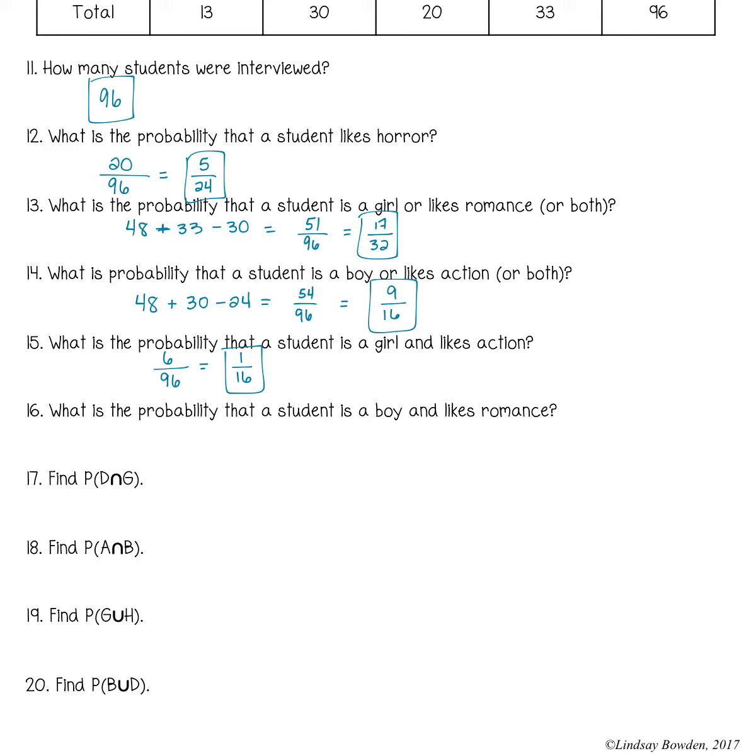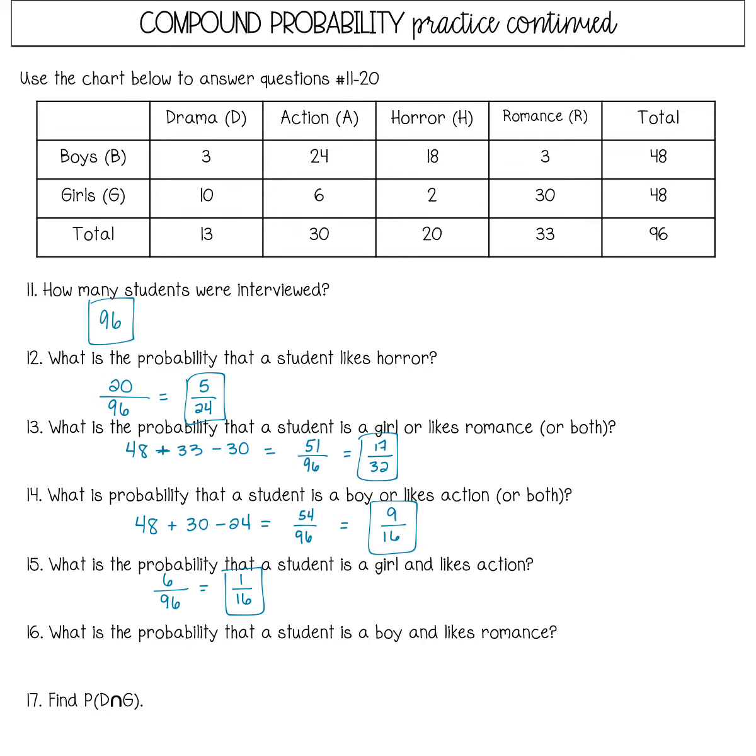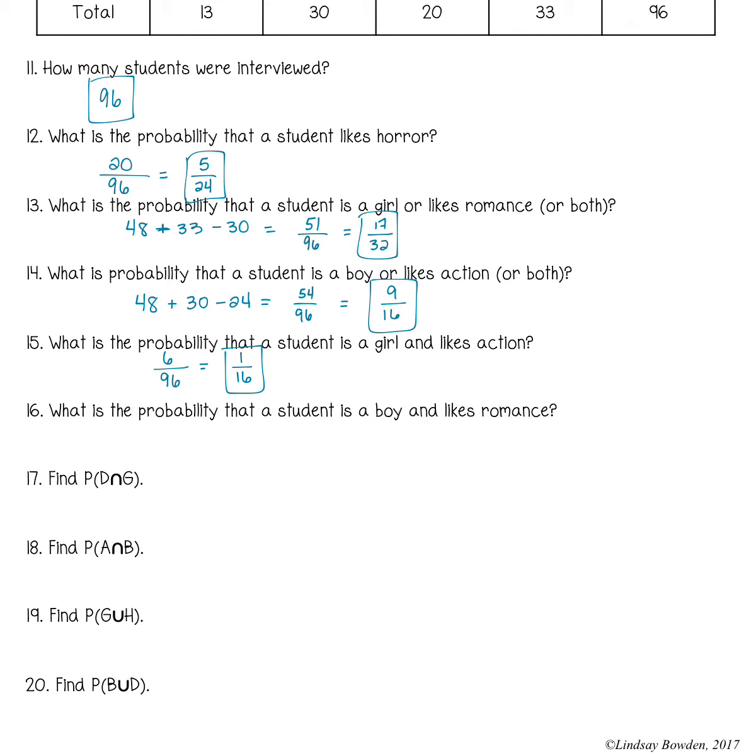What is the probability that a student is a boy and likes romance? So again, we go right back to our chart. Boy and romance. Boys across to romance. There it is. 3 of them. 3 of those guys get it. 3 out of 96, which reduces to 1 out of 32.